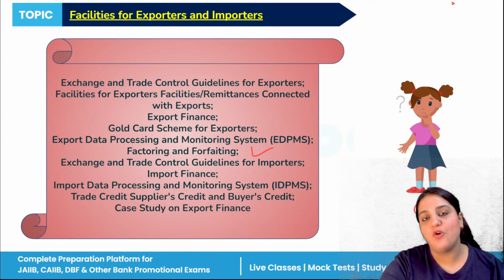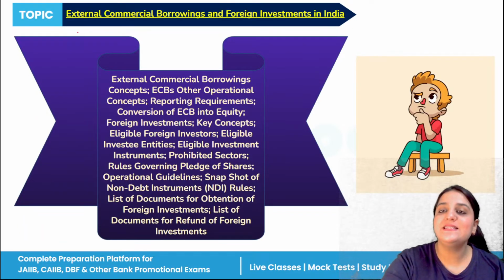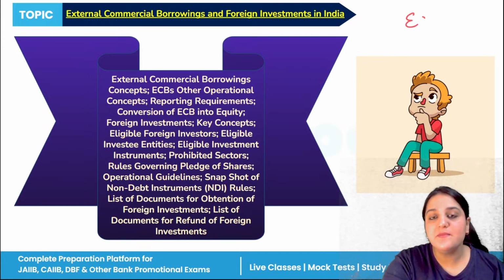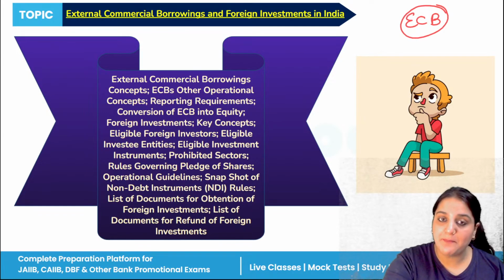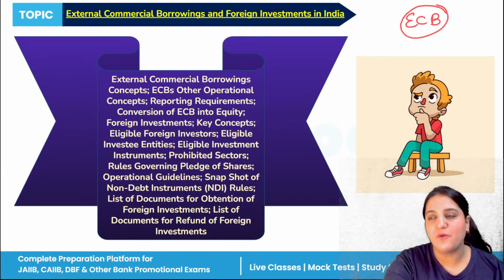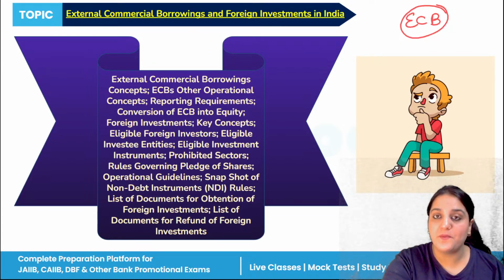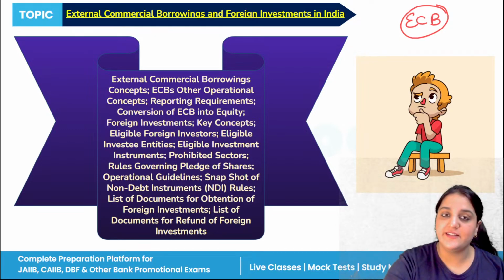Some are the facilities which are available to all the exporters and importers, which is important for their business operations. Then ECB is a type of loan, and basically an important chapter. In this you will learn about some prohibited sectors, NDI rules, list of documents and eligible foreign investors, ECBs, other operational concepts and foreign investments in India. You are going to learn this in this chapter.